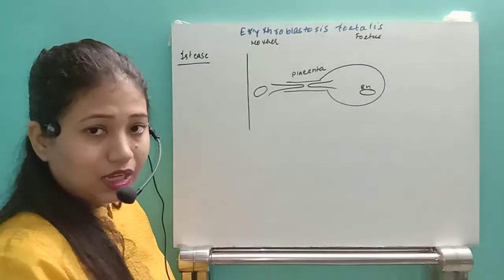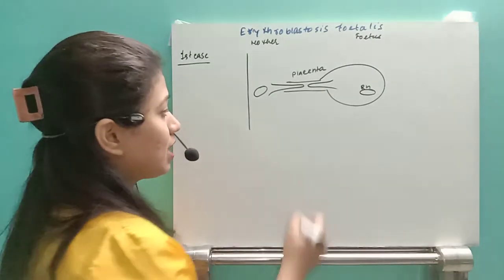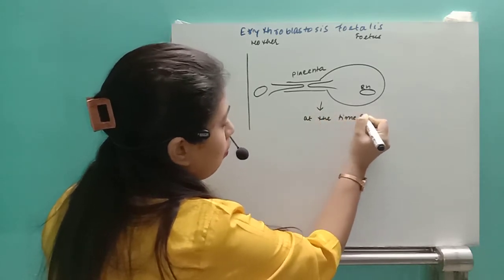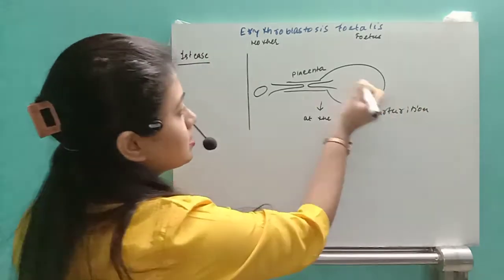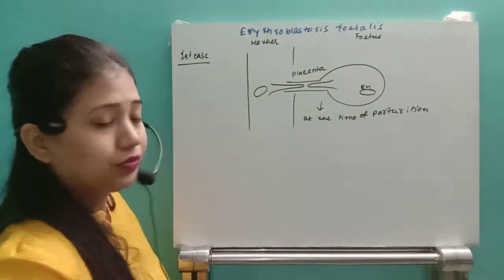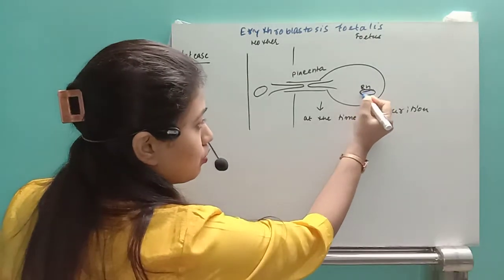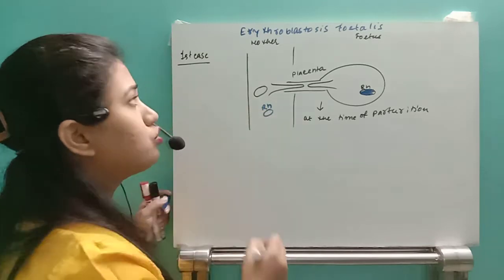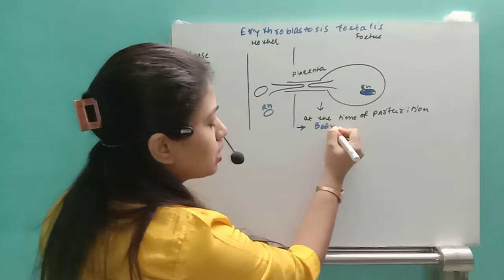Now, another thing here: whenever the baby is about to be born, at the time of parturition, what can happen? The placenta breaks, isn't it? Some amount of blood can go to the mother's body. That means from the baby's side, some amount of blood will go to the mother's body, and at that time the baby will be born without any complication.